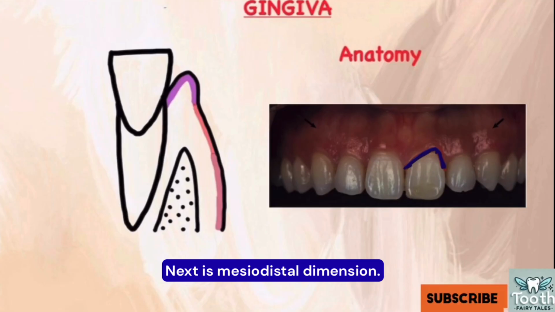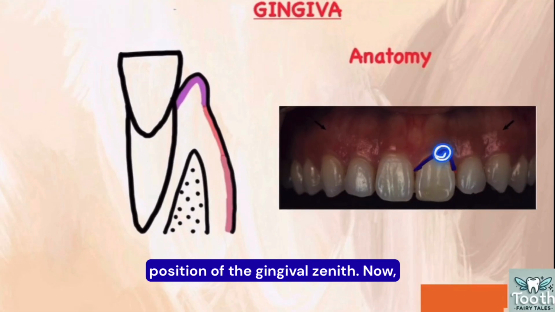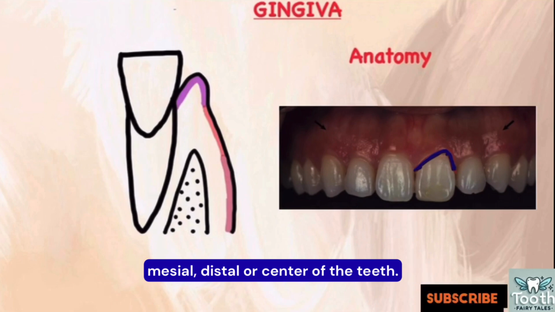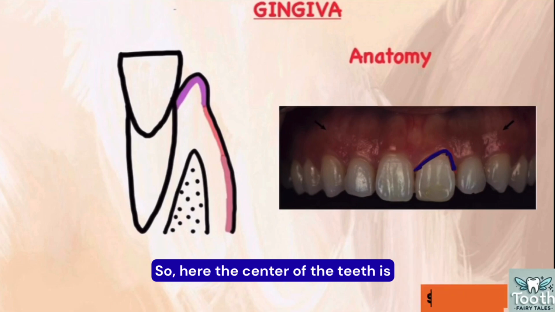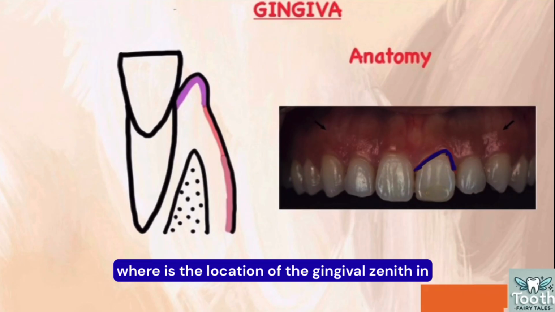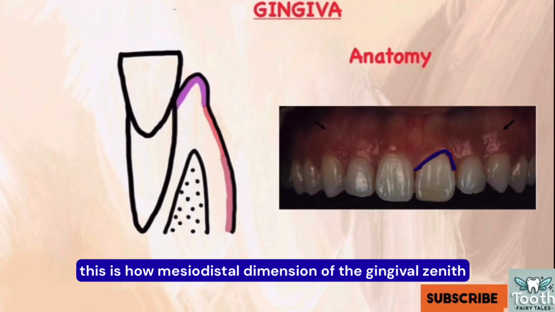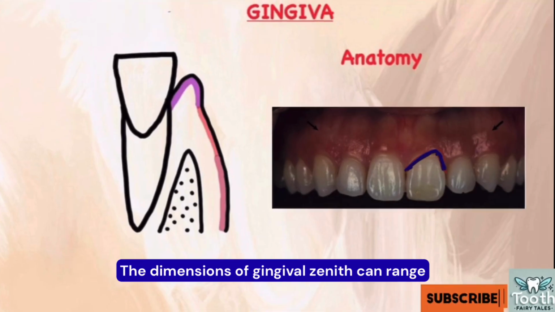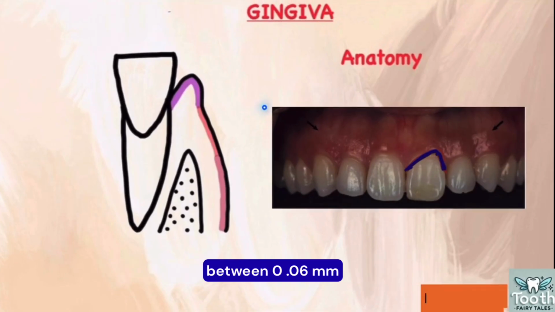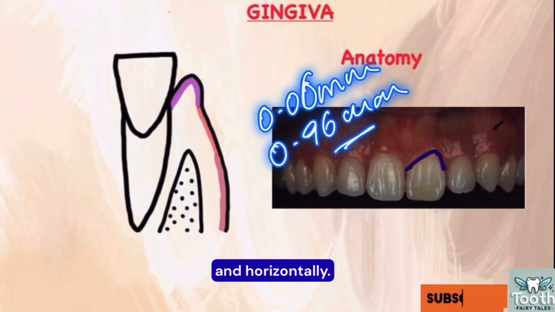Next is mesiodistal dimension. So mesiodistal dimension measures the horizontal position of the gingival zenith. Now it tells whether the gingival zenith is closer to mesial, distal or center of the teeth. So here the center of the teeth is taken as the reference. So from the center of the teeth, where is the location of the gingival zenith in the horizontal position? So is it mesial or is it distal or it is at the center of the teeth? So this is how mesiodistal dimension of the gingival zenith is measured. The dimensions of gingival zenith can range between 0.06 mm and 0.96 mm vertically and horizontally.